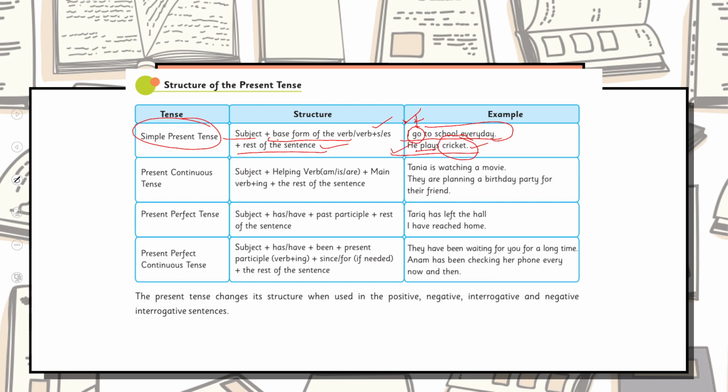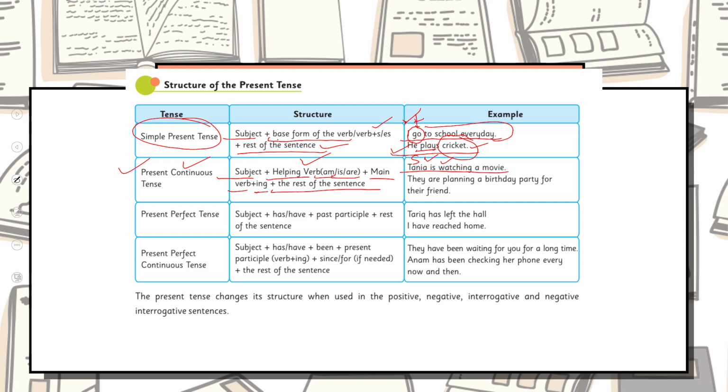For present continuous, you have your subject plus the helping verb. It can be am, is, or are. These are our auxiliaries or helping verbs, plus your main verb, plus your ing because this is continuous, plus the rest of the sentence, the remaining sentence. For example, Tanya is watching a movie. Tanya is our subject. Is watching is our main verb. Our helping verb is because the action is happening currently. That's why we are using is.